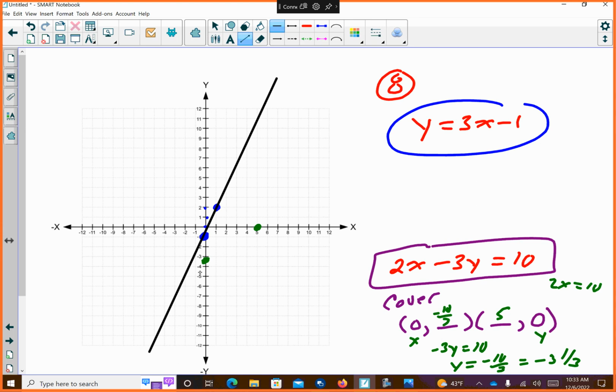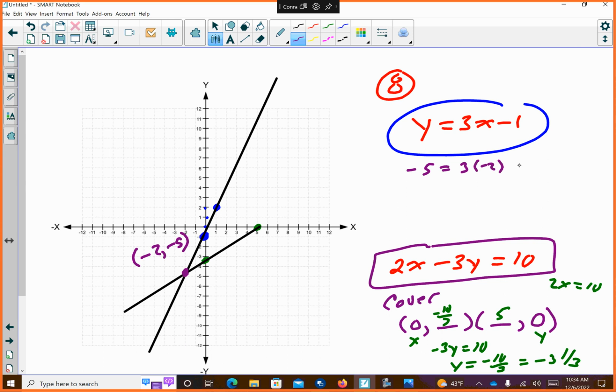Now, this is a perfect reason why graphing isn't always best. Okay? But with my straight edge, I think I might have gotten lucky and found that point right there to be negative 2, comma, negative 5. Ooh, I don't know if that works. Maybe it does. Negative 2, negative 5. Let's plug it in, see what happens. So I get negative 5 equals 3 times negative 2 minus 1.